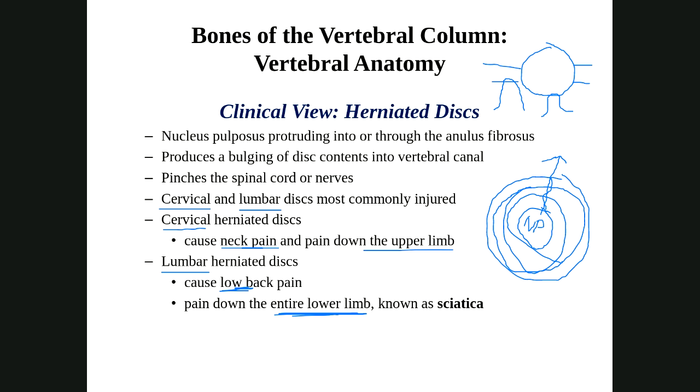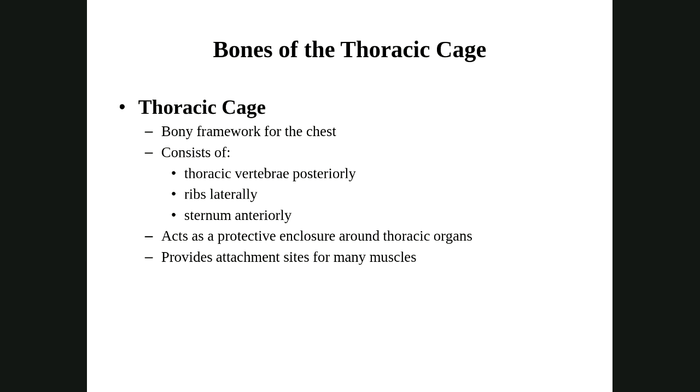It's very rare, by the way, to get a thoracic disc herniation. Does anyone know why? Yeah, your ribs. Your ribs will block a lot of excessive movement there. Okay. Speaking of ribs, there's a thoracic cage. Let's talk about the thoracic cage.